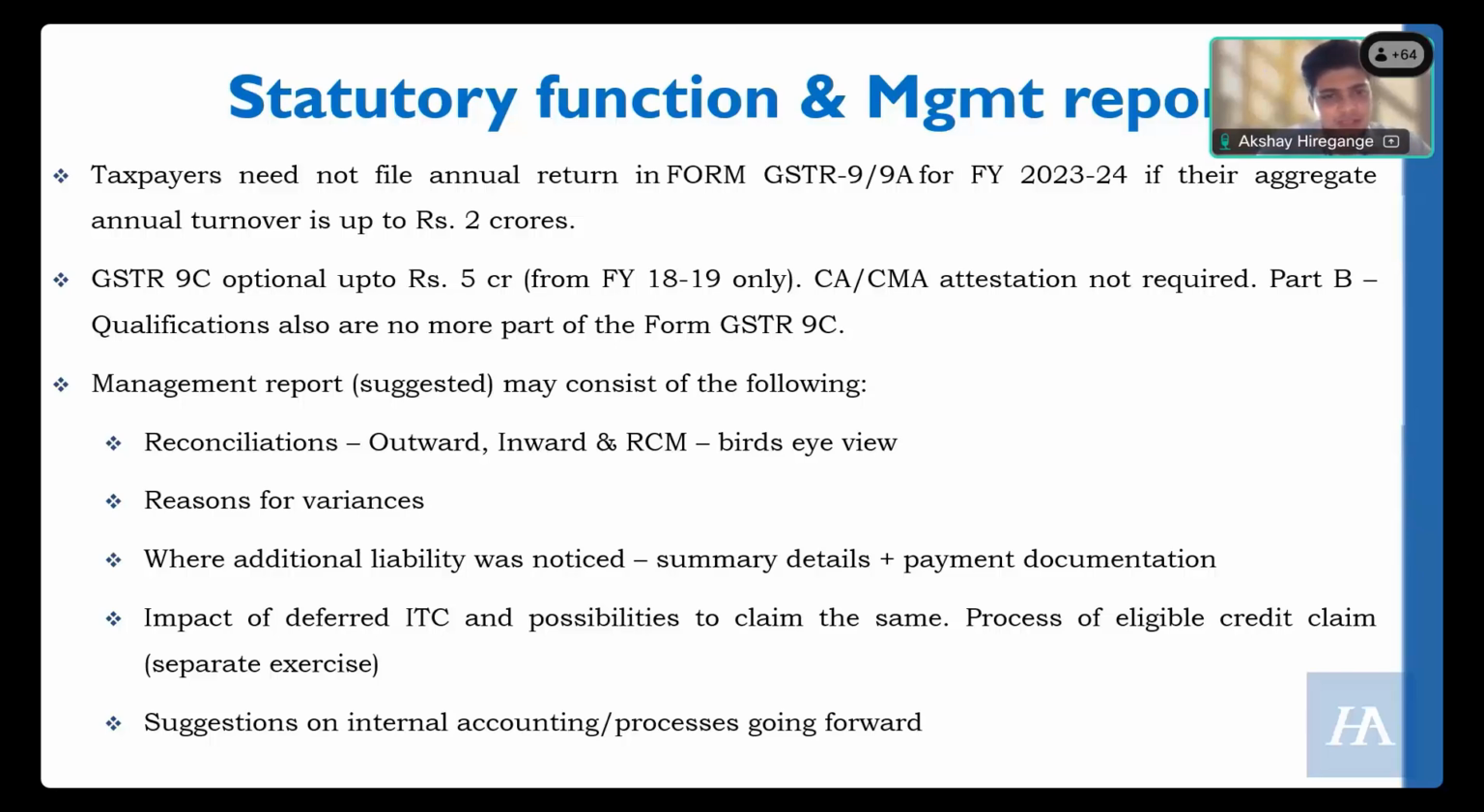For the purpose of identifying and understanding the entire GSTR 9 for a financial year, this management report is suggested to be maintained. First and foremost, all reconciliations of outward, inward, and RCM, any variances which are there, reasons for variance must be documented. It need not be that we have to match everything to nil. Wherever additional liabilities were noticed, that has to be considered for the GSTR 9 purpose, and also the details can be maintained with the payment documentation, that is DRC03 reference number. So the ARN number can be documented in the single sheet.